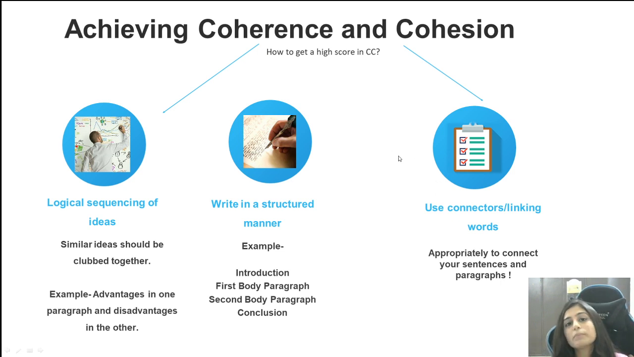Okay, so how can we make the transition smooth? The only way of doing that is by using connectors or the linking words appropriately. Now this is the word that needs to be highlighted, okay, appropriately, to connect your sentences and paragraphs. So appropriate usage means there should be no overusage, no underusage, no inaccurate usage, no irrelevant usage. Just when it's needed, you have to use your connectors. They should not gain any unnecessary attraction. It should be very natural.